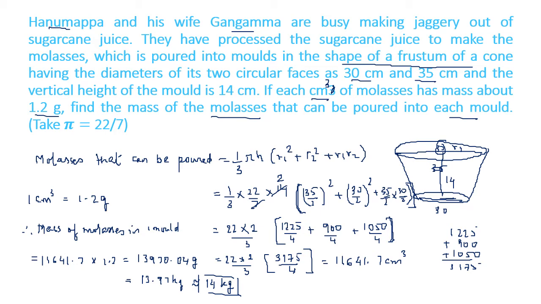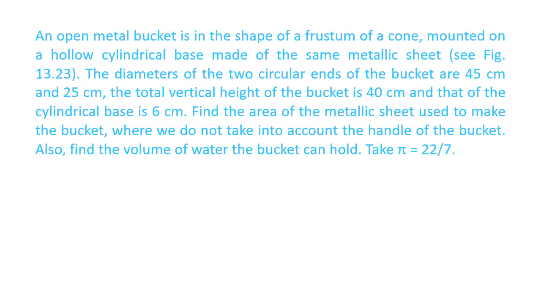Okay. The next sum we have is an open metal bucket in the shape of a frustum. So we have again a metal bucket in the shape of a frustum, now mounted on a hollow cylindrical base. So this is the cylindrical base at the bottom.